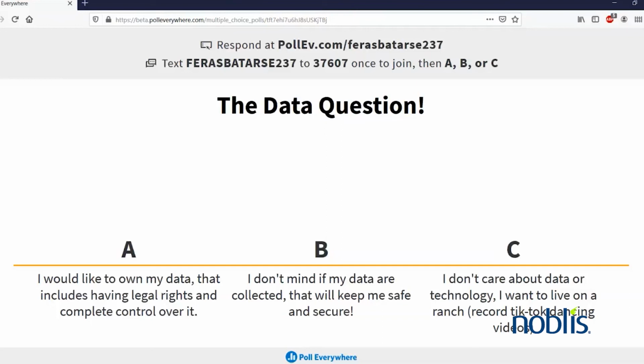Or you can say, "I don't care about data or technology at all," which, if you work at Noblis, you should care about technology. "I want to live on a ranch and just record TikTok dancing videos and move on with my life." So please, go ahead, and we will see how this result unveils. It's obviously anonymous, so no one can tell your answer. Please go ahead and answer.